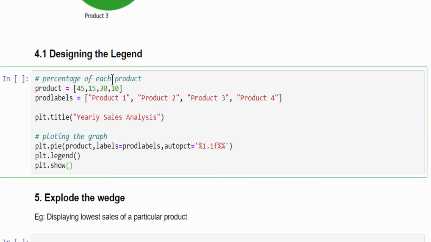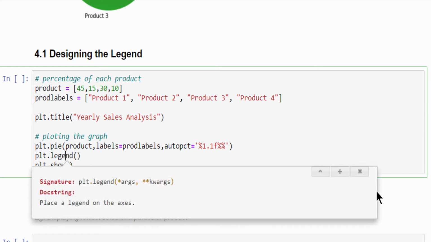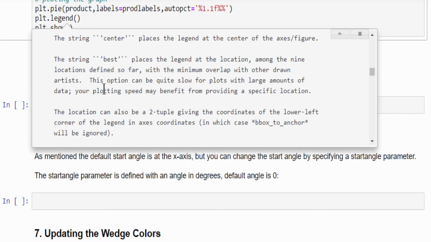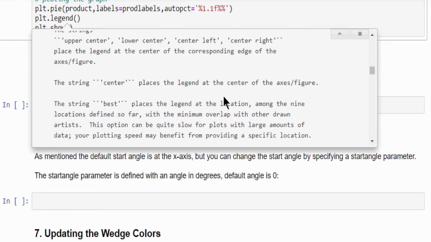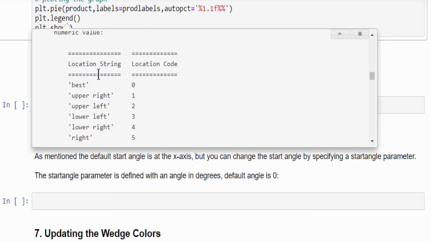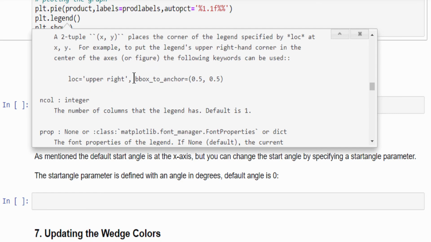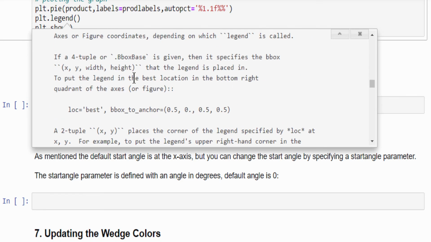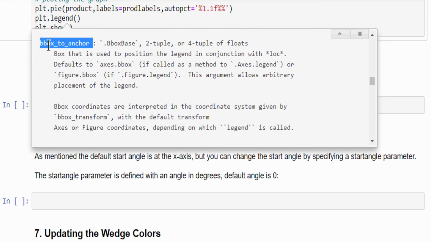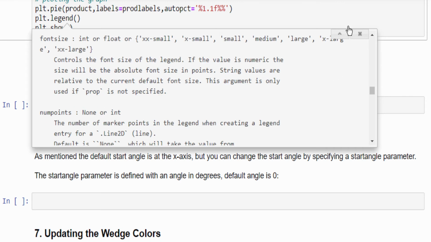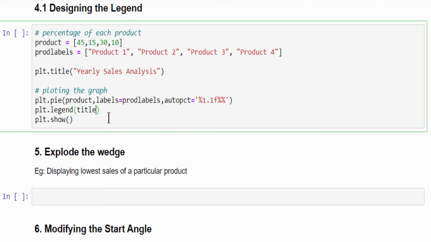So let's design the legend. Just click on legend, shift tab, and see the signature. So you can scroll it and learn one by one, that is in which location it should display, whether it should display in the upper right or lower right, those strings. Like that we have a lot of things, and we will be using this bbox to anchor. The sample is also given, you can refer to the sample values. So let me add one by one.